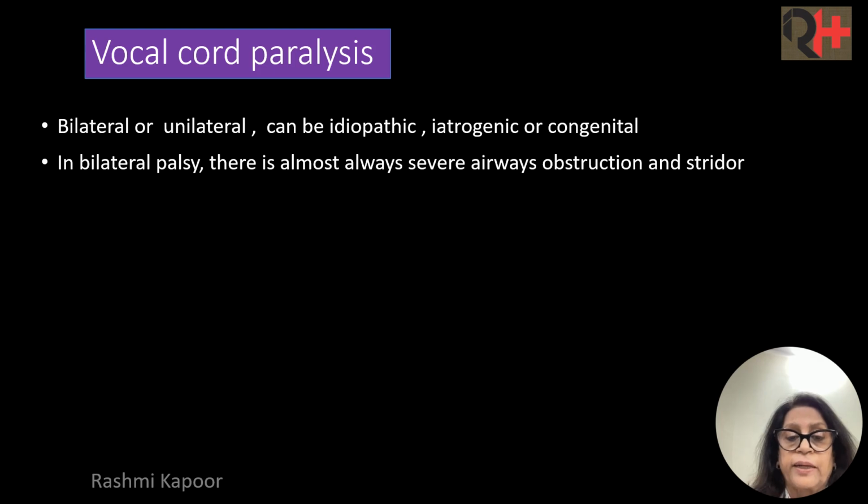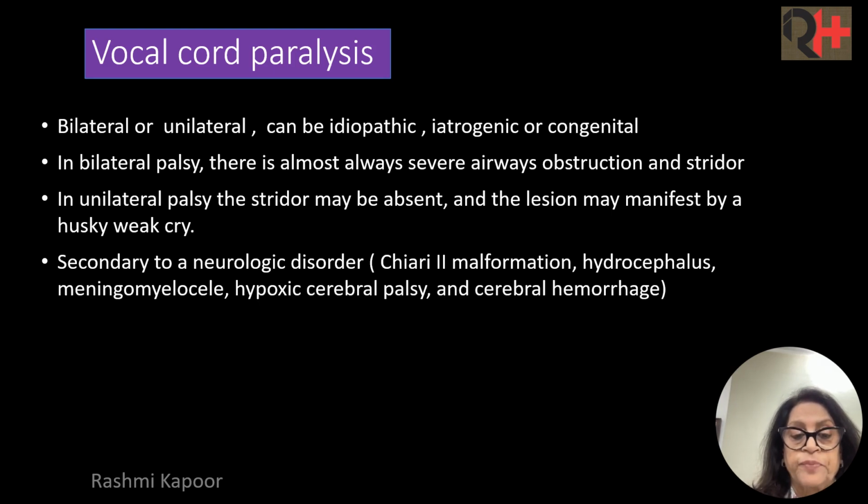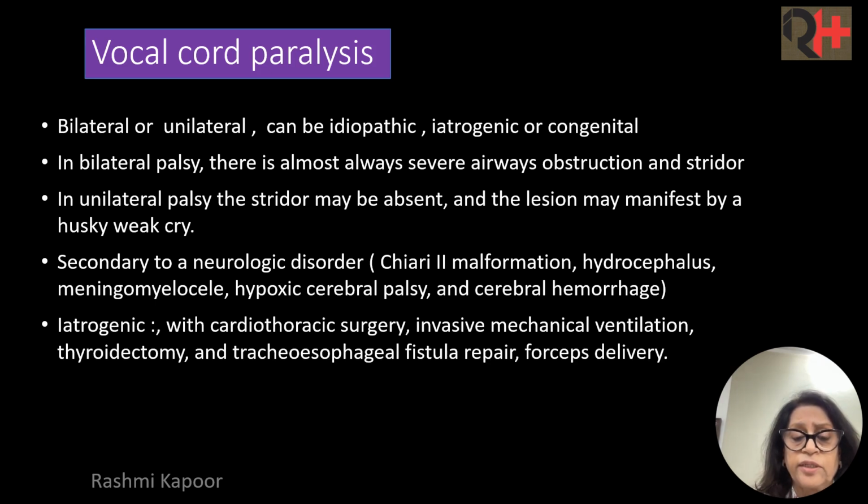In bilateral palsy, there is almost always severe airway obstruction and stridor. In unilateral palsy, the stridor may be absent and the lesion may manifest by a husky or a weak cry, but in infants it is usually stridor. It may be secondary to neurogenic disorders like Chiari-2 malformation, hydrocephalus, meningocele, hypoxic cerebral palsy, and cerebral hemorrhage.